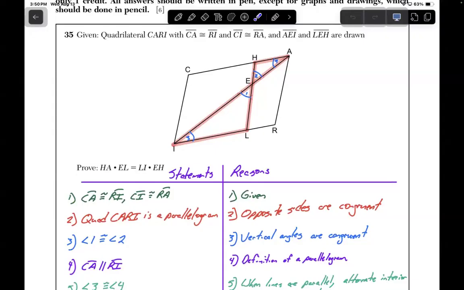Angle 1 is congruent to angle 2. That's these two angles here. Why? We have intersecting lines. Vertical angles are going to be congruent.